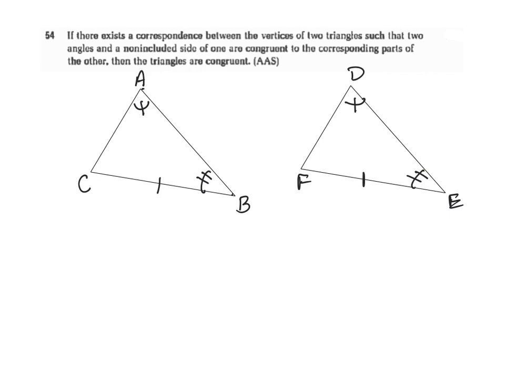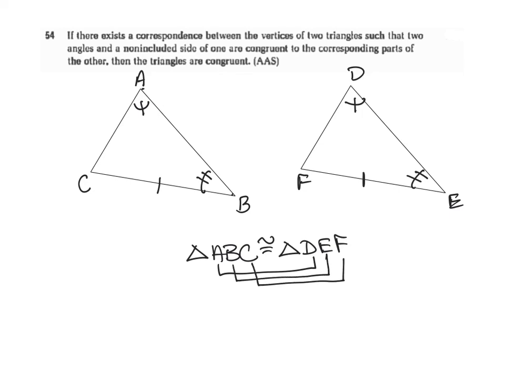Then these triangles, and I'm going to name them, are congruent. And notice how I name them. Angle A is congruent to angle D. Angle B is congruent to angle E. Angle C is congruent to angle F.